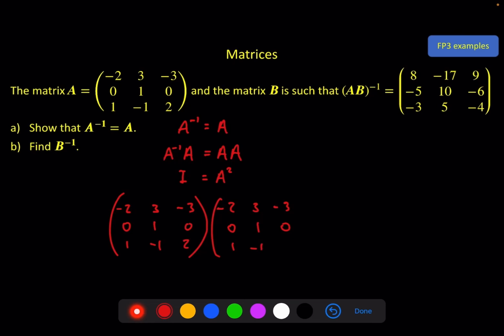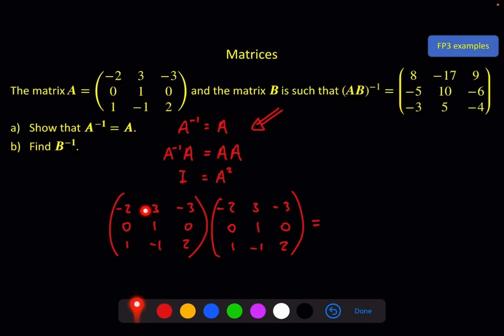If you are going to use this method in an exam, this part here is very important to include. This is your justification to the examiner as to why multiplying A by itself, giving you the identity matrix, is proving what they want you to show. Don't skip that section with the algebra there.